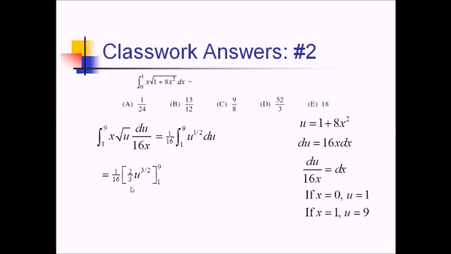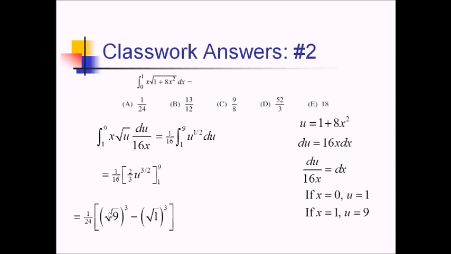Now to make my life a little bit easier, I'm going to multiply this 2/3 by the 1/16 here, essentially take it outside. So that's going to give me 2 over 48, which I can reduce to 1/24. And then in a parentheses being subtracted, I've got 9 to the 3/2, which is essentially the square root of 9 cubed. And I've also got 1 to the 3/2, which is the square root of 1 cubed.